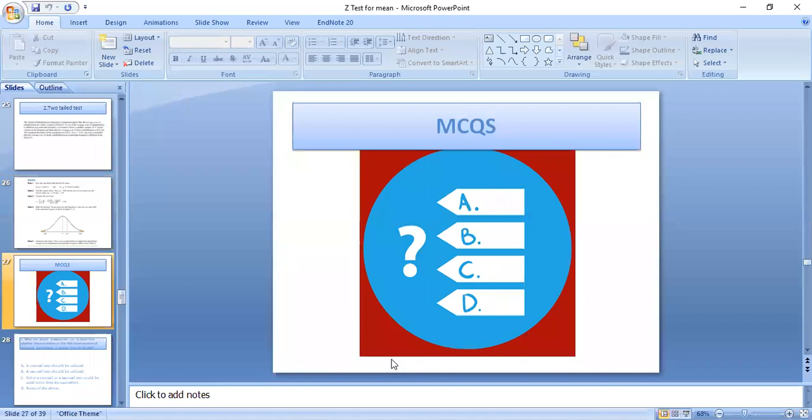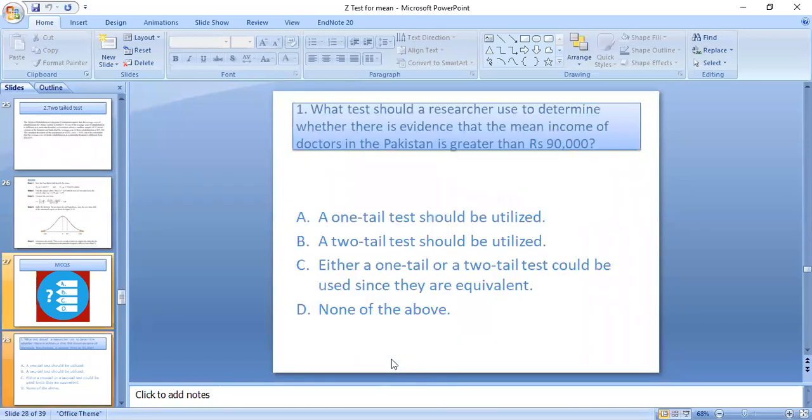Now come towards the MCQ session. The first MCQ is: what test should a researcher use to determine whether there is evidence that the mean income of doctors in Pakistan is greater than rupees 90,000? A one-tail test should be used, a two-tail test should be used, or either a one-tail or a two-tail test should be used? Yes, a one-tail test should be used, as the researcher claims that the income of the doctors in Pakistan is more than 90,000.